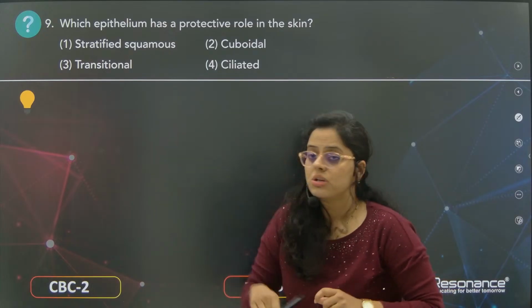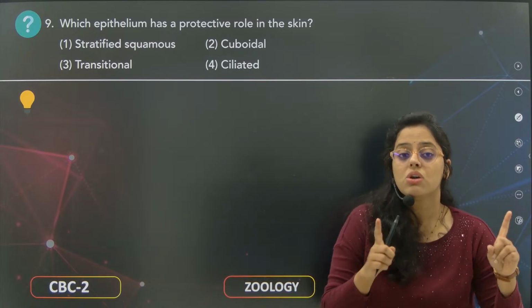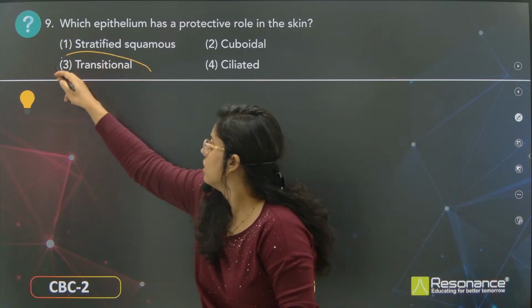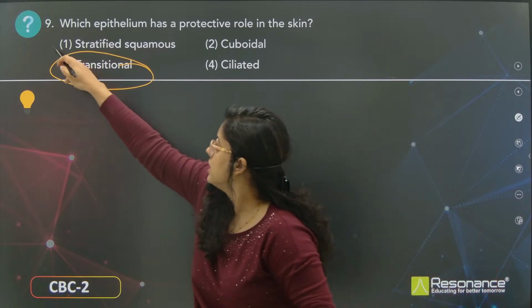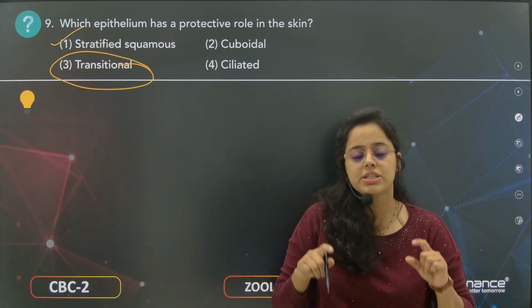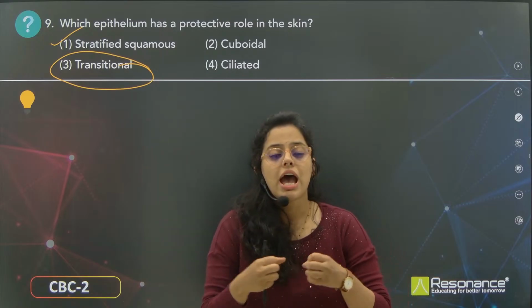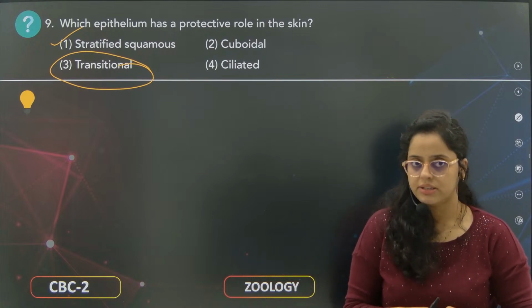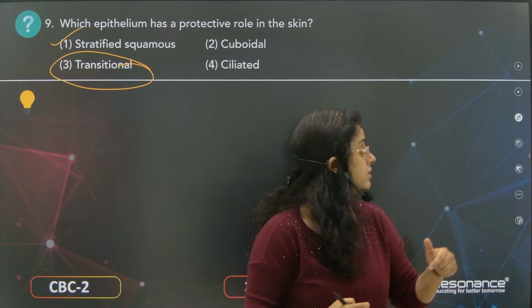Now coming to transitional, which means they don't have basement membrane, it is also non-stratified epithelial tissue. So here this is going to be the answer. Why? Because this plays an important protective role, whereas transitional has more flexibility because of the lack of basement membrane. Okay, so the role of the stratified squamous is for protection.